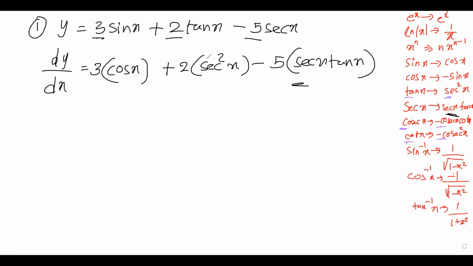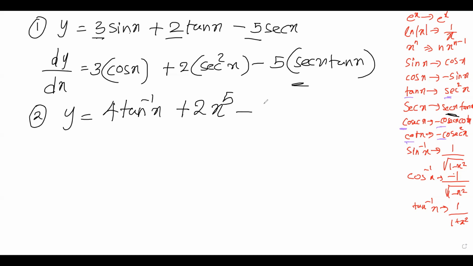Do the derivative with the variables. Okay, you can write what should be there. y equals 4 tan inverse x plus 2 x to the power 5 minus 3 cot x plus 5 ln x. So how to do this one?